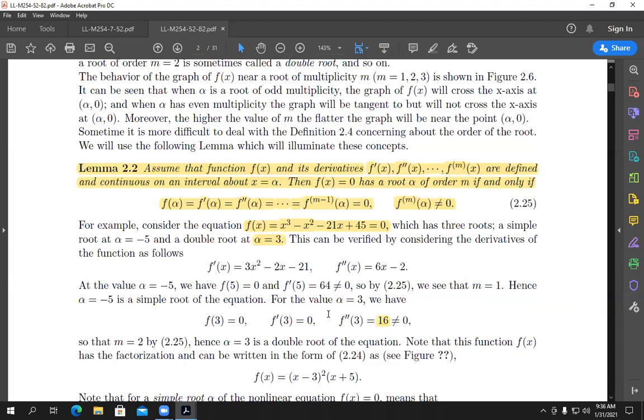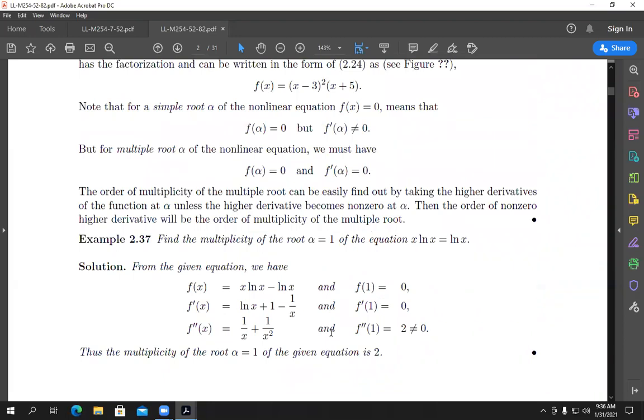Now we have all the information. What do we need now? We need some numerical method to find the approximation of the multiple root, like for the simple root. For simple roots, we use four numerical methods, and for multiple roots, we will use only one method, called the modified Newton method. Before I give you this one, let's take a simple example.